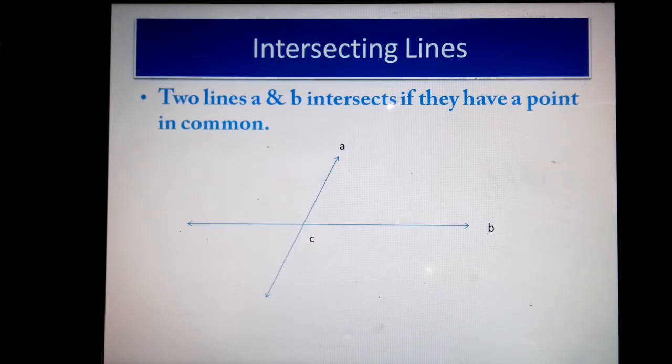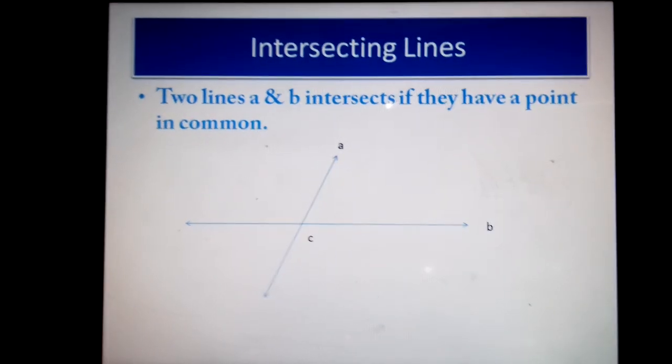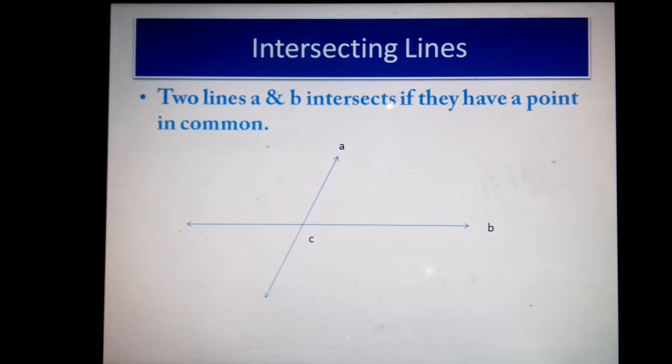To begin with, first of all let us understand what we mean by intersecting lines. In the picture we can see that there are two lines given, line A and line B. When line A intersects line B, there will be one point in common. Then we say that these two lines intersect each other. They should have a point in common. I hope it's clear now.